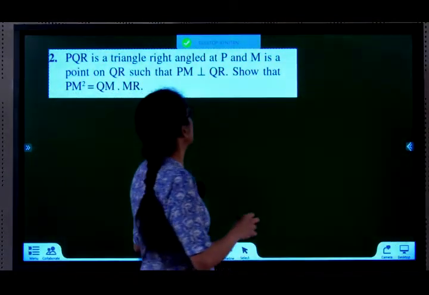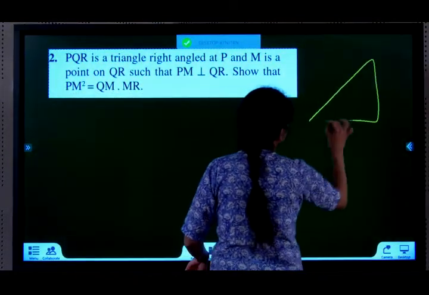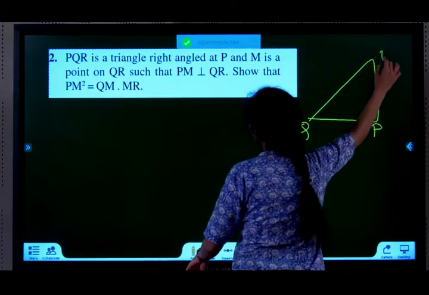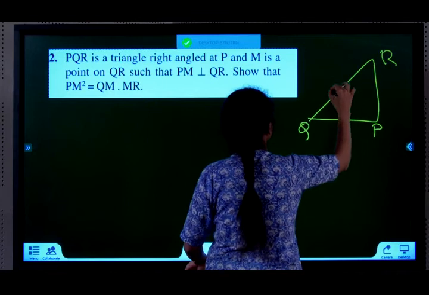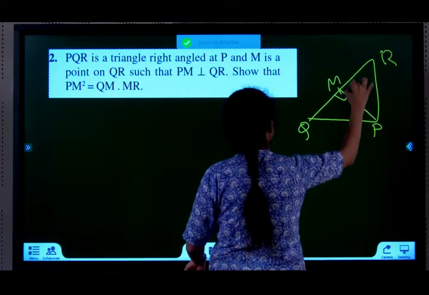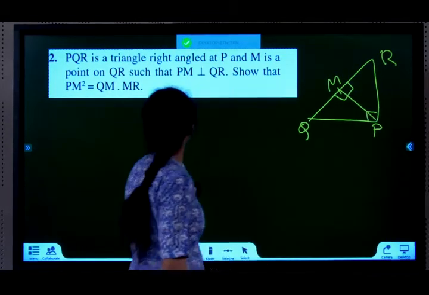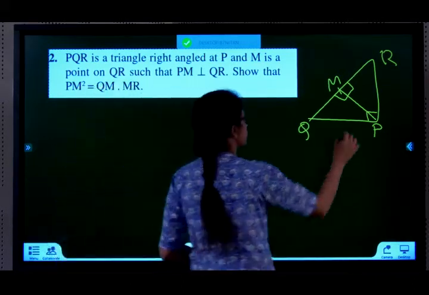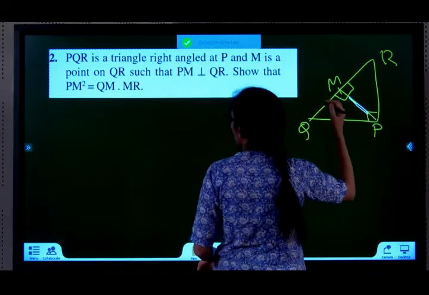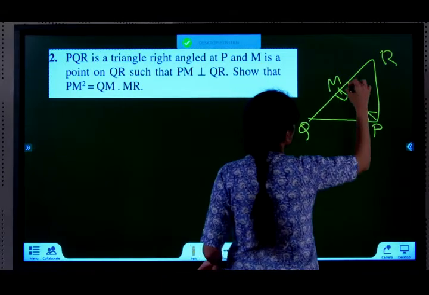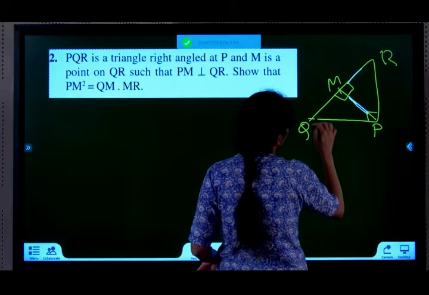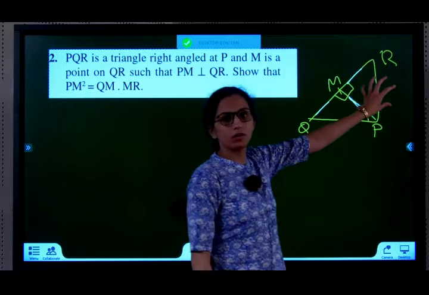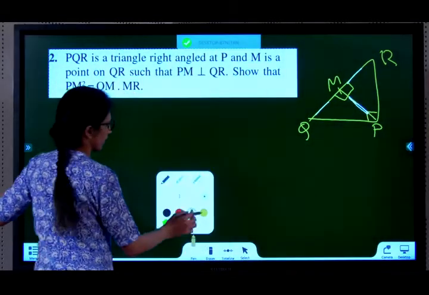PQR is a triangle right angled at P. M is a point on QR such that PM is perpendicular to QR. Show that PM square is equal to QM into MR. That's MR and this is QM. So basically this small triangle and this small triangle you have to relate. We already know how to relate it.